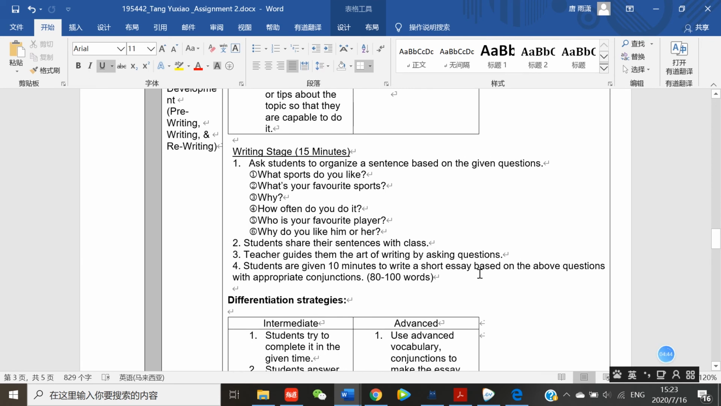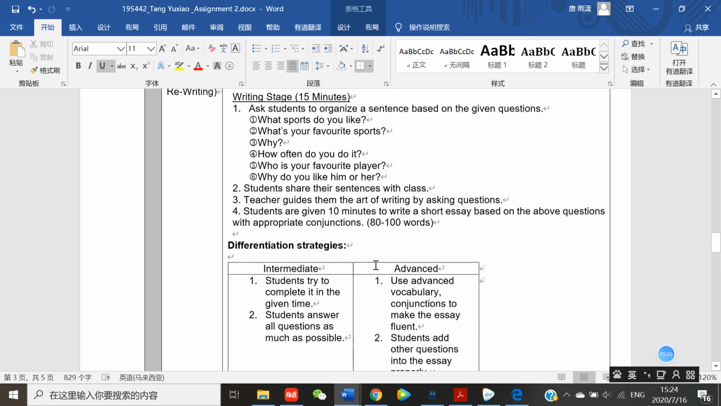And what's more, the teacher guides them in the art of writing by asking questions. In other words, the teacher teaches them how to answer these questions in writing or using some appropriate conjunctions. So students are given 10 minutes to write a short essay based on the above questions with the appropriate conjunctions. They need to make the essay very fluent.